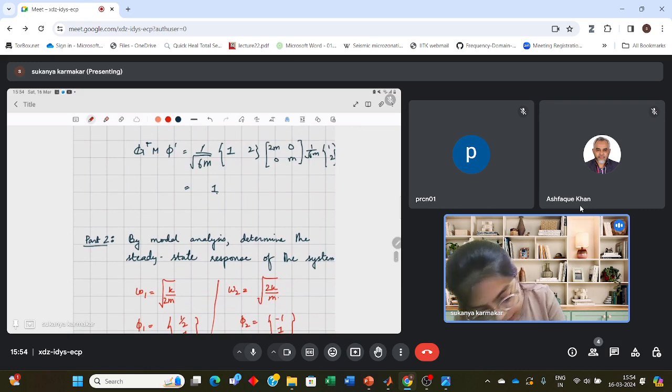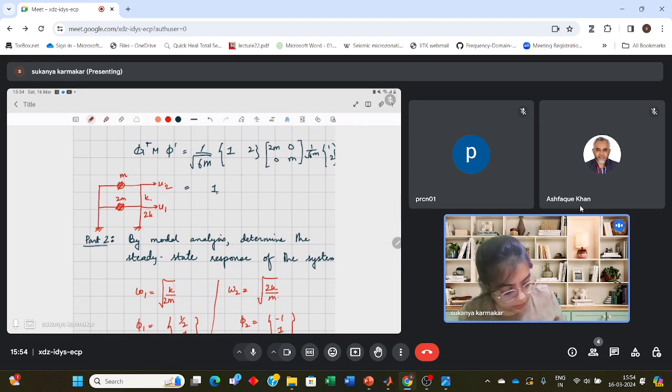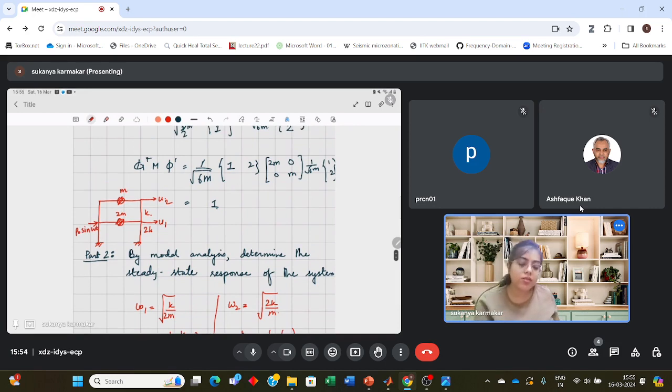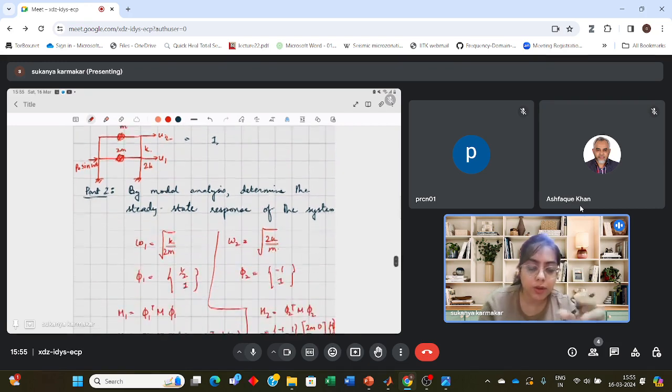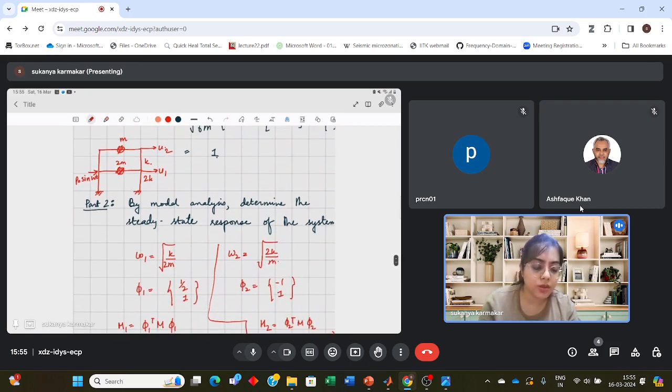So here it is the same frame which we dealt with earlier. This was the frame, right? This mass was 2m, this mass was m, this stiffness was 2k, this stiffness was k, this is u2, this is u1, the beams were rigid, and at this point you have a force of P naught sine of omega t. Instead of ground acceleration, which we saw in the earlier derivations, here I have a force of P naught sine of omega t.